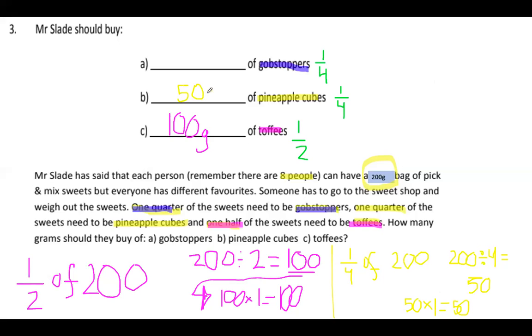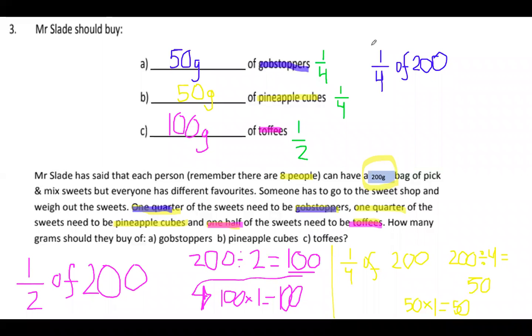Right, last but not least, let's take a look at Gobstoppers. Now, again, Gobstoppers, he needs 1/4 of those. So it's going to be very similar, actually, because we've already found 1/4 of 200 with the pineapple cubes. So actually, I don't really need to show my working out because we've already done it down here. It's going to be the same thing because it's still 1/4. So we know that that's also going to be 50 grams. For one person would need 50 grams of Gobstoppers.